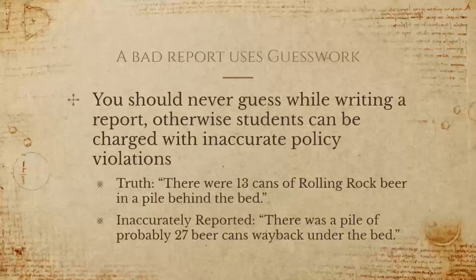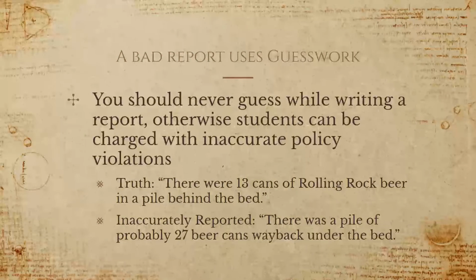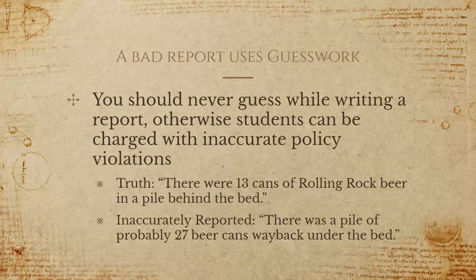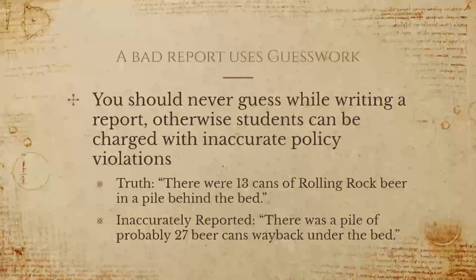Never use guesswork. This is really important because it can lead to students being inaccurately charged for violations. So for example, an actual factual statement: there were 13 cans of Rolling Rock beer in a pile under the bed, versus: there's a pile of probably 27 beer cans way back under the bed. Because with that other one, I don't even know if they're beer cans. They could be some sort of ginger ale or something like that, especially if you didn't confirm what type of beer they were, or how many cans there were. There are a lot of different ways that students can get around that if they choose to, or it just makes it really hard for me to have a follow-up conversation as a professional staff.